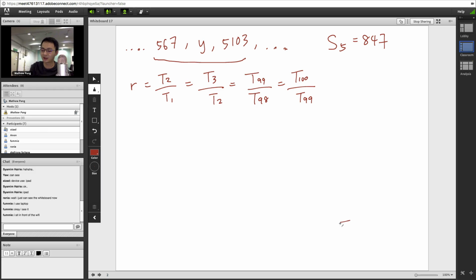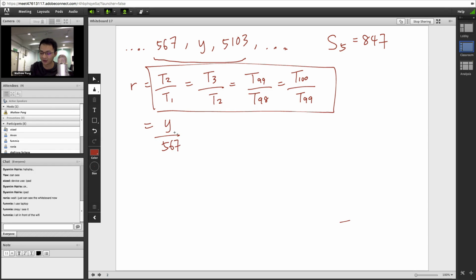Okay, so we do not know which term it is, but based on this theory, at least we know something. We know we can use y divided by 567 equals 5103 over y, because the later term divided by the previous term equals the later term divided by the previous term. This is how we do the ratio thing. I will always use the second term divided by the first term equals the third term divided by the second term. Then you just solve this equation.